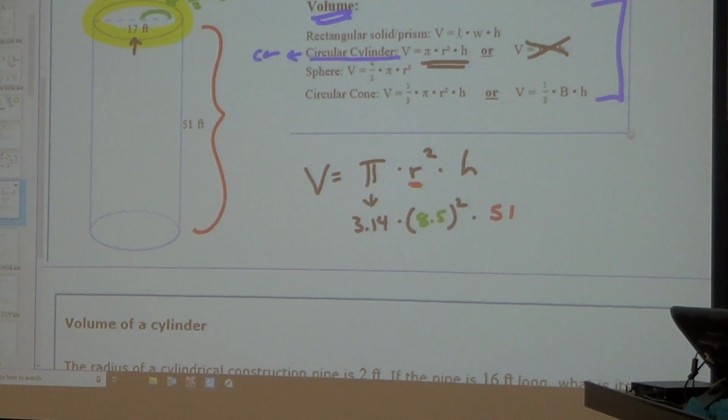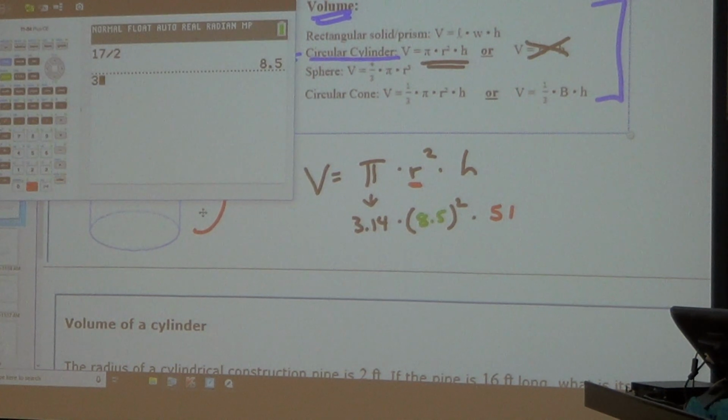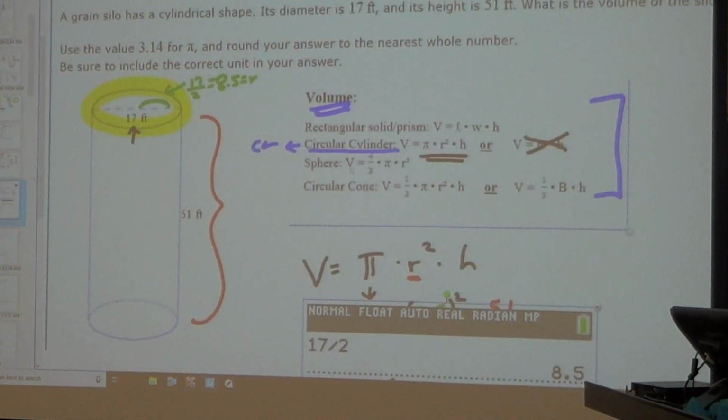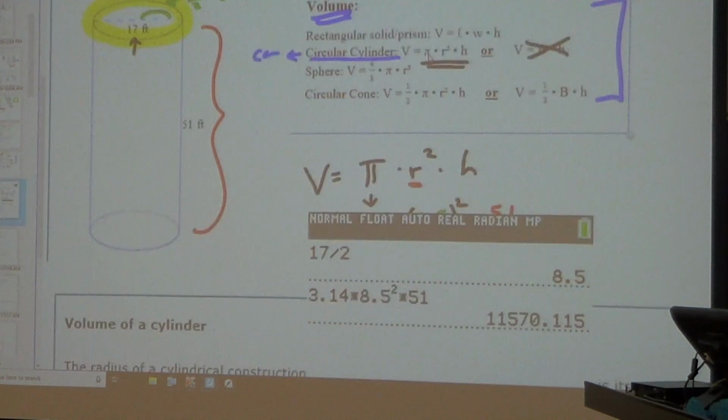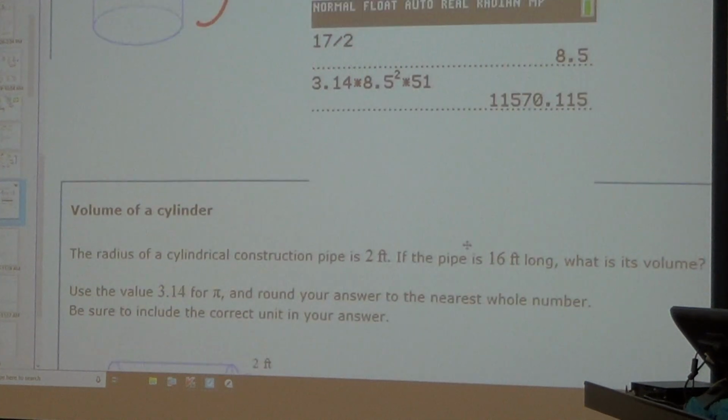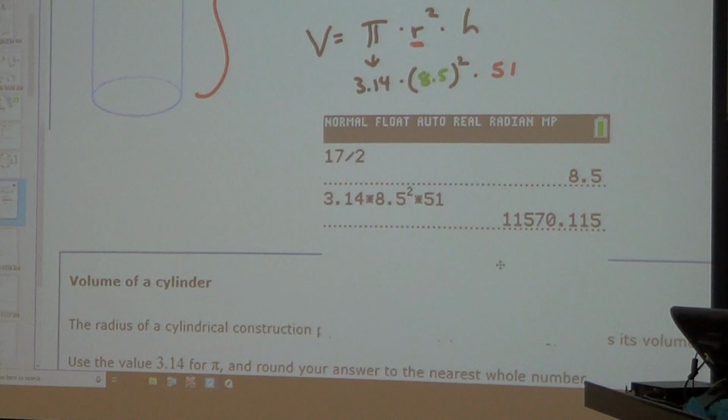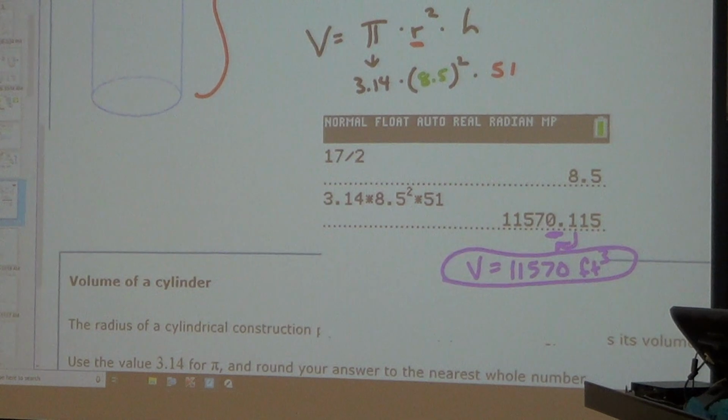So I go to my calculator and I do 3.14 times 8.5 to the second times 51. There's my answer. Now this says round to the nearest whole number. What digit would I underline for the whole number? The whole number. So the 1 tells the 0 to stay the same. What kind of units do I have for volume? To the third. Cool?